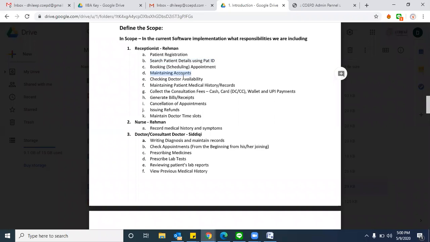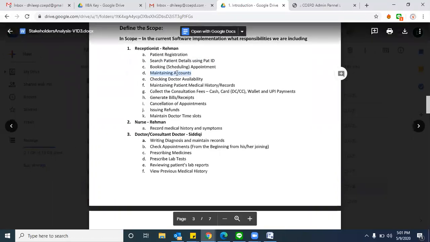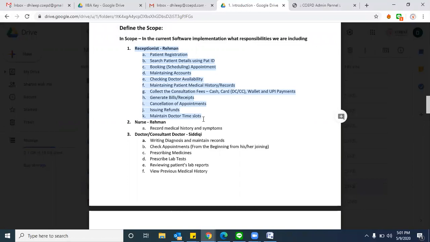Did you draw the process flow for maintaining accounts? No, sir, these two, maintaining patient's medical and maintaining accounts, we made one. That's what I'm asking. Did you prepare any process flow for this? For the same receptionist requirements? No? Yes, we read it, sir. You just check what exactly you mentioned there in maintaining accounts. Once you check there, then you'll understand. I'm just cross-checking it.